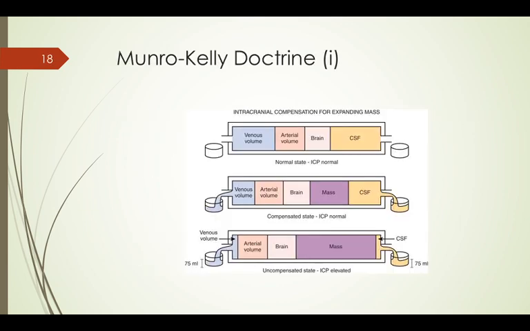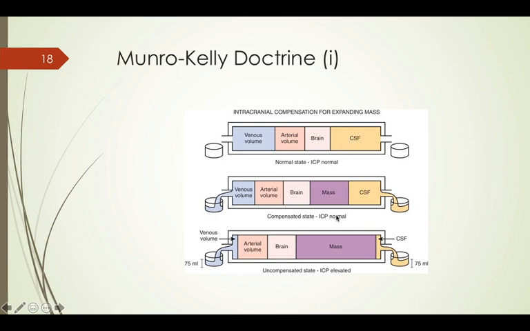Fine. So basically this is the Munro-Kellie Doctrine. So this is the normal state. So within that you've got brain, although I said it's 95% occupancy of the box being the skull. It's not really demonstrated on this diagram, but you've got the brain, you've got blood in terms of venous and arterial circulations, and you've got the CSF.